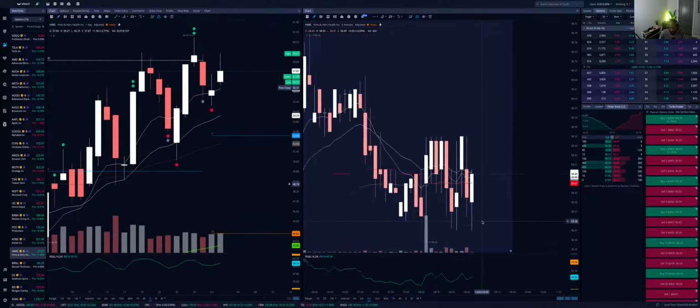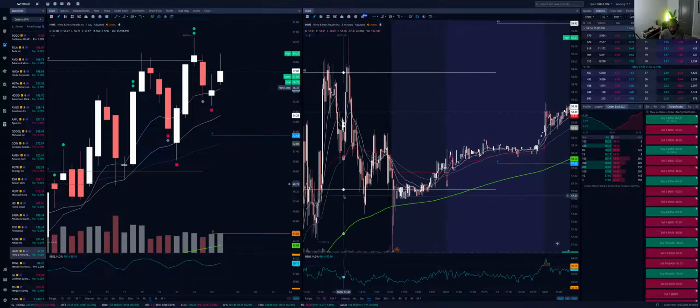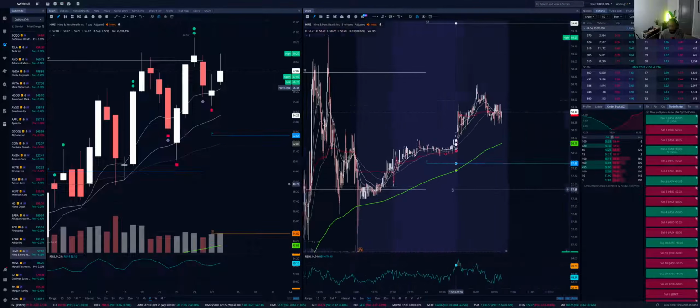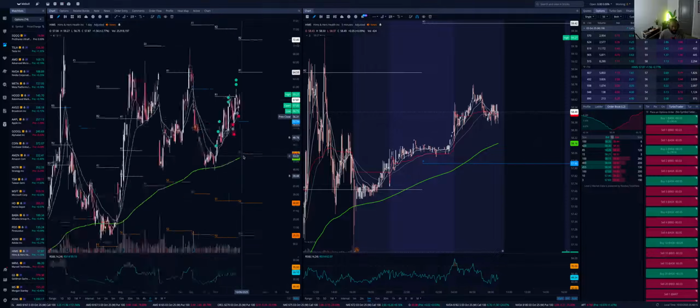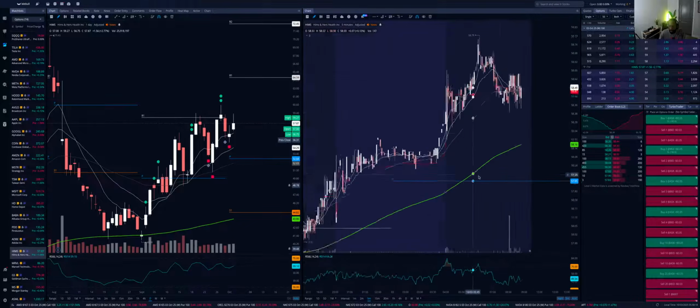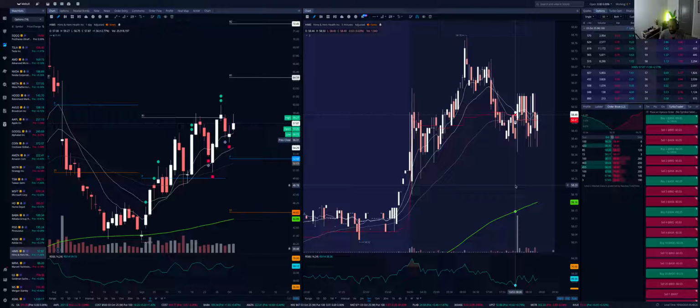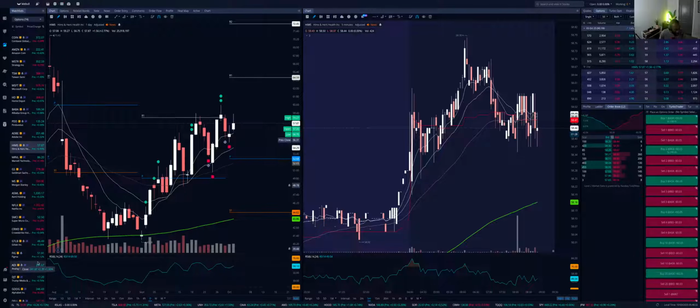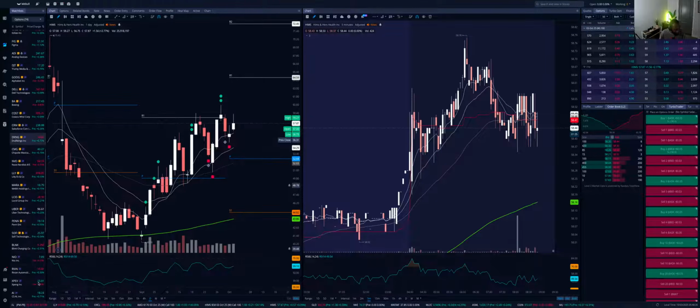HIMS is also at 1%. HIMS made some good moves yesterday. Let's see. Where we at on HIMS? HIMS is not too bad. I wouldn't mind trading HIMS. I wouldn't mind going ahead and doing that. But I think we have some other options in play that are better.